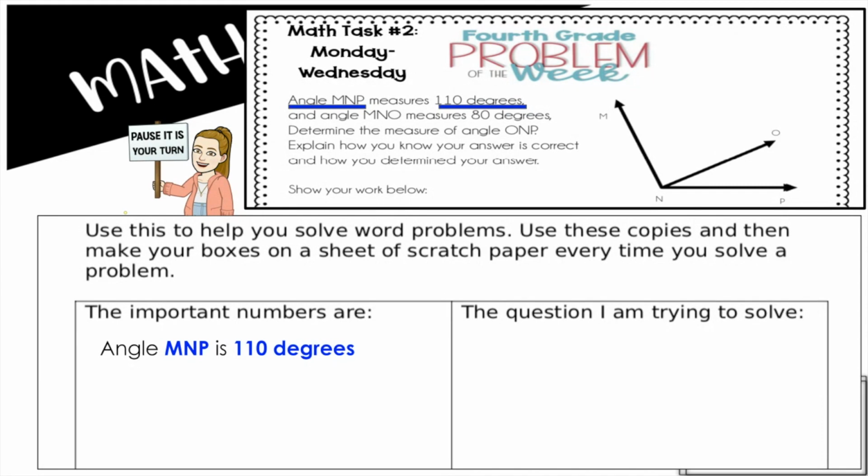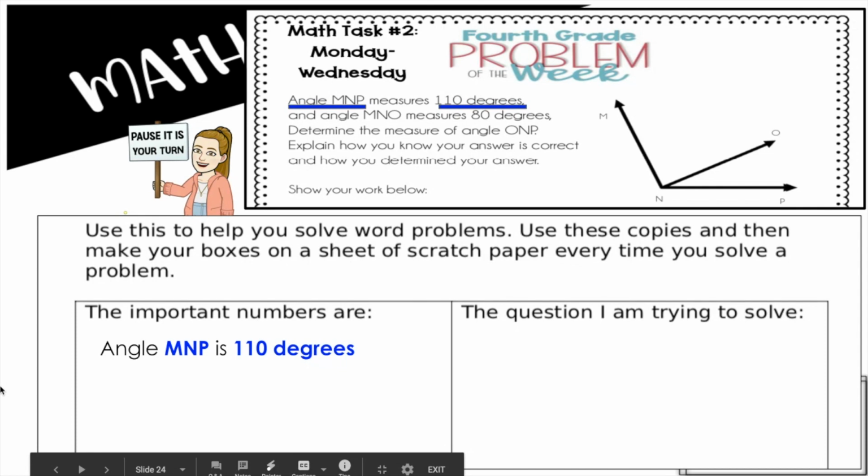No, I'm not going to stop there. I'm going to keep going and read all the way to the end of my problem. So as I read, it says, and angle MNO measures 80 degrees. That's another important one. I'm not just going to pull 80 degrees. I'm going to know that I need to put MNO measures 80 degrees.